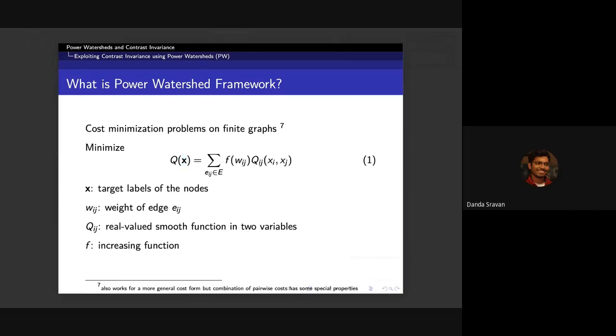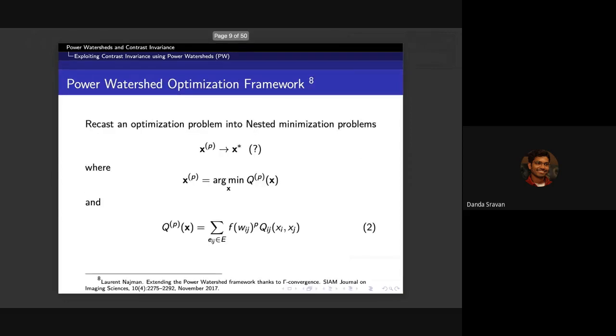We can do it in a recursive way. So these need not be labels alone. I can also talk about continuous values as well, but that is an extension. In this talk, I'll restrict myself mostly to segmentation tasks. Okay, so what does the Power Watershed framework do?